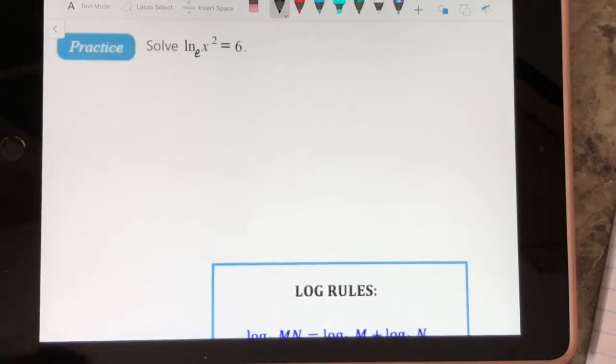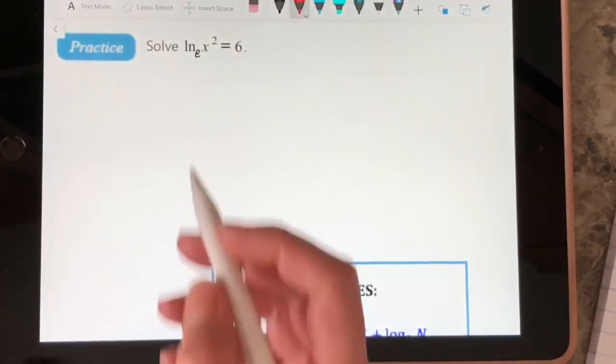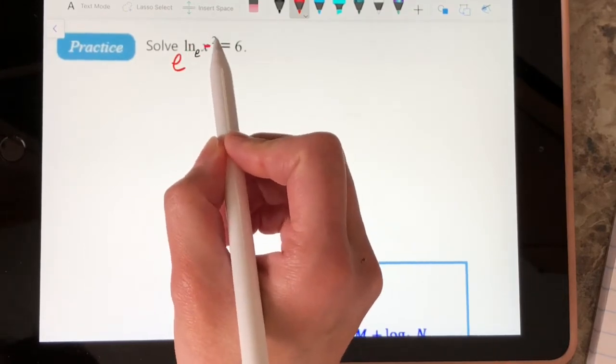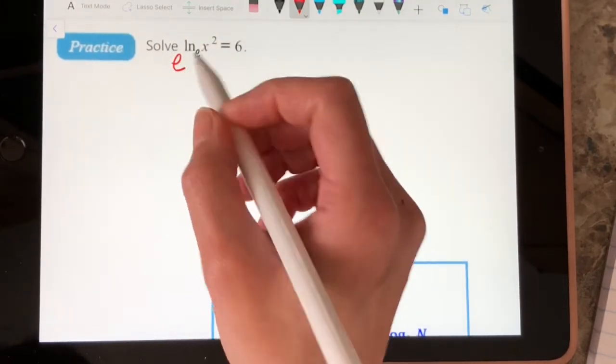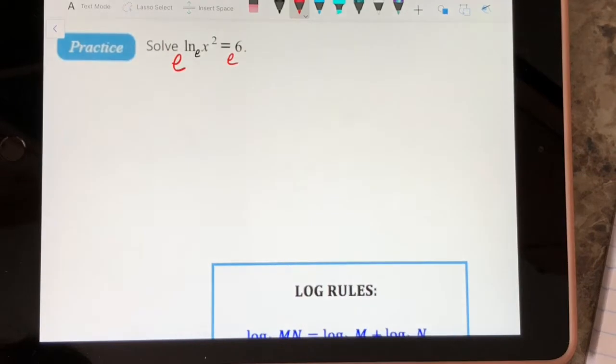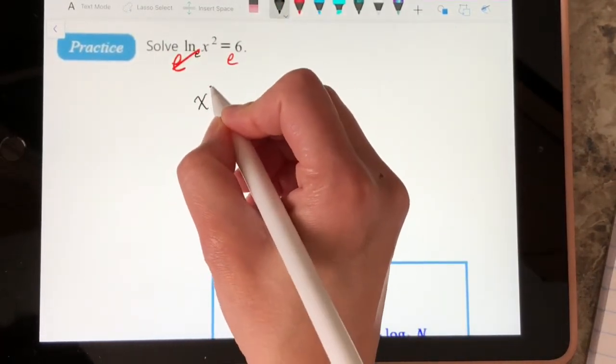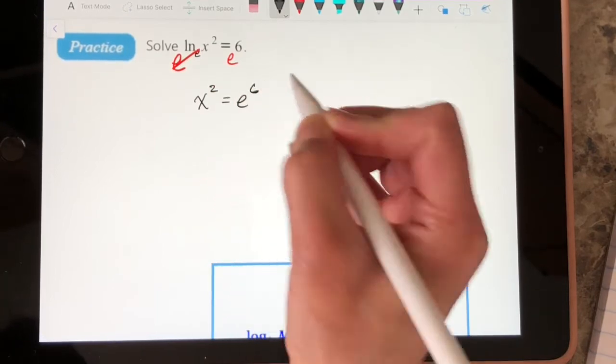So now we're doing natural log. What we're going to do is we're going to raise both sides from e. So now this is an exponent of e. What you do to one side, you do to the other. That will cancel, leaving you with x squared equals e to the 6th power.